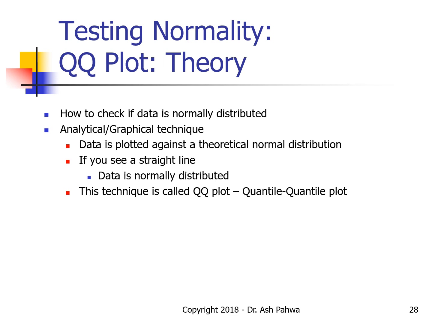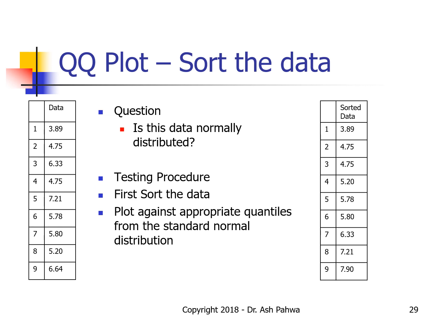In the next few slides, we are going to take a few examples where we will take some normally distributed data and then verify that it is indeed normally distributed. Suppose the data that is given to us is 3.89, 4.75, 6.33, all the way till 6.64. Now the question is, is it normally distributed? In order to know the answer, we will develop a test. The first step is to sort this data.